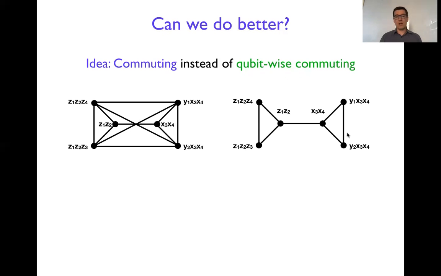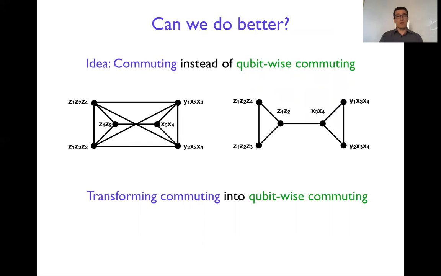For example, the same graph as I was showing before, these 2 vertices were not connected on a qubit-wise commutative graph, but if you account for just the normal commutativity, this operator commutes with this one, because again, if you compare the number of differences that they have, a difference in the first qubit, the second qubit is fine, and then they have a difference in the fourth qubit, then you have an even number of differences, so they commute, even though qubit-wise they don't commute. Now, the key to using commutativity is transforming commuting into qubit-wise commuting, and then measuring qubit-wise commuting the same way we did it before.